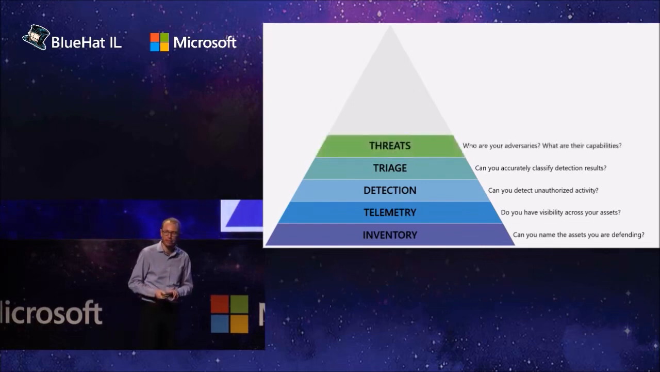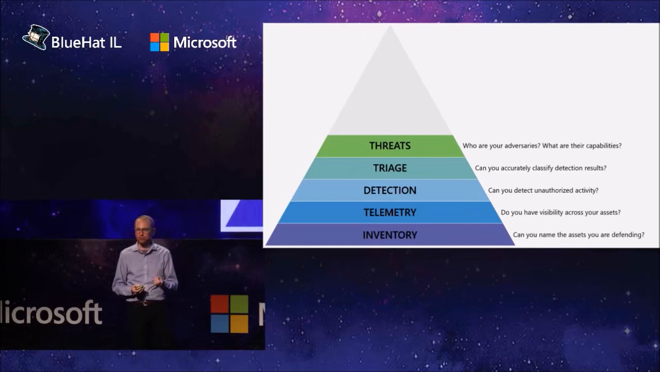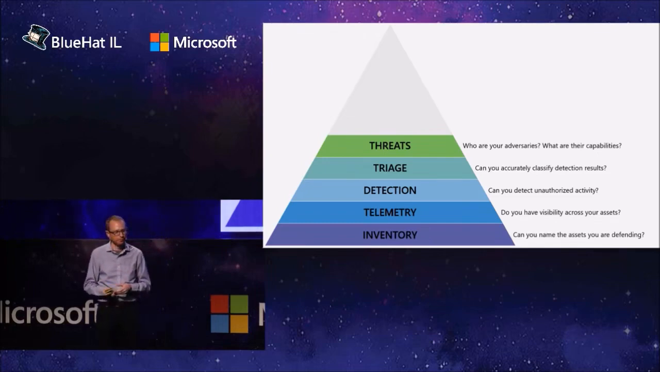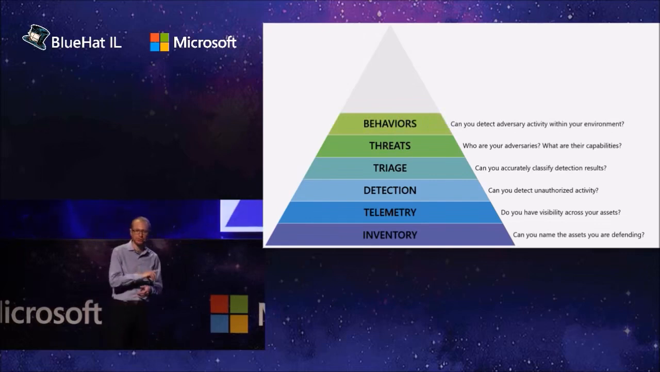Well, if you can scale out triage and you can do detection, then now it's time to start thinking about the actual threats to your business. And again, this is threat intelligence, not hashes and IPs, but actors, campaigns, conflicts with your business goal, and the tools and techniques that those actors use. Well, if you can understand those tools and techniques, now you can start detecting behaviors associated with these adversaries.